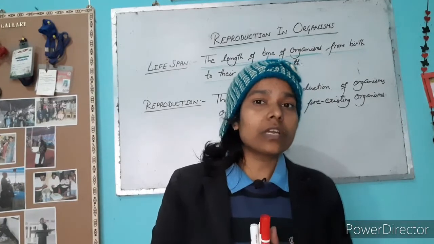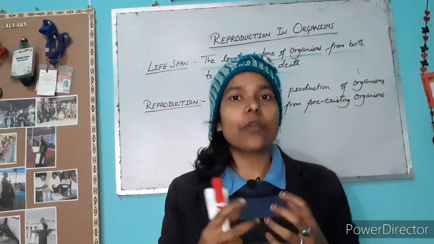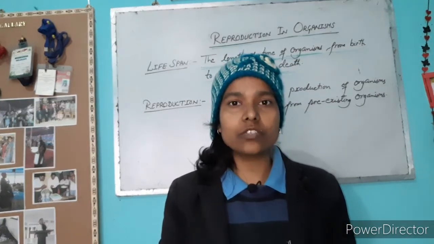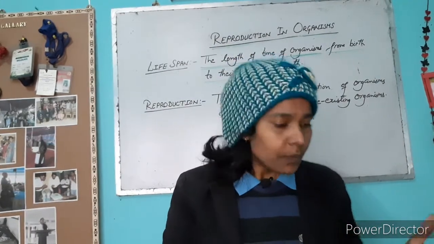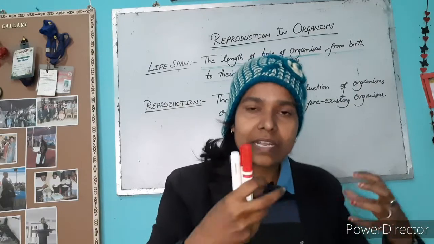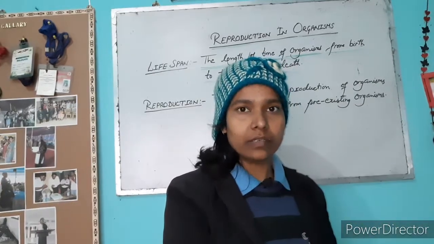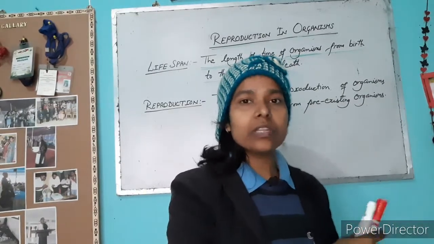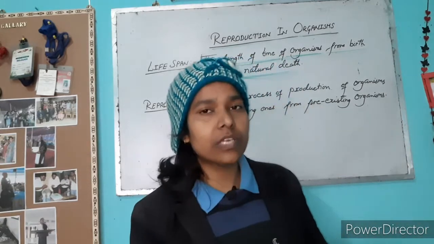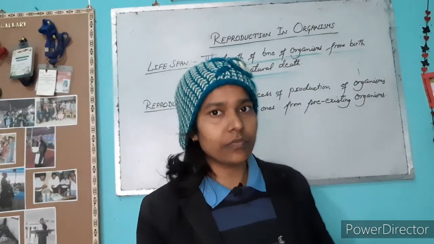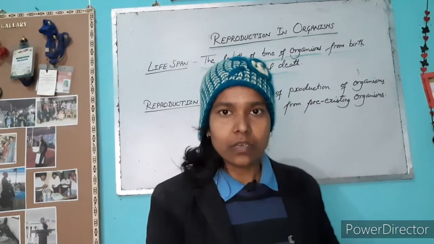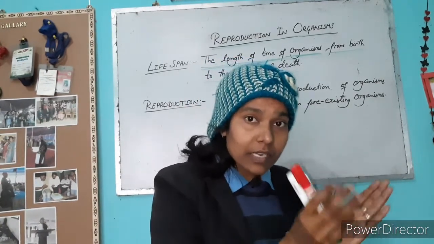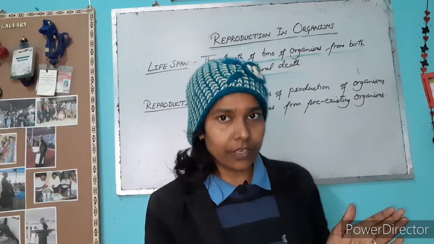What is reproduction? Reproduction is the process of producing an organism from a pre-existing organism. Pre-existing means the organism already exists on earth, but before death it reproduces its offspring for the continuity of the same species. So the organism reproduces its young ones.